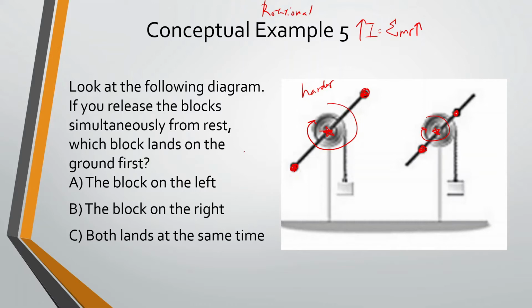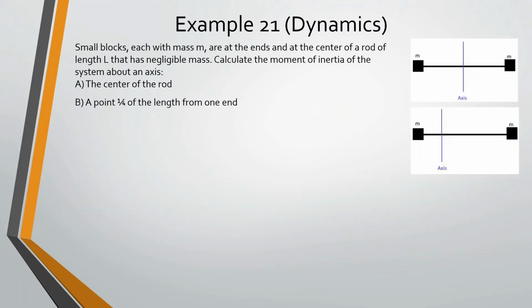So which one's going to hit the ground first? That's going to be the one on the right, okay? Because the one on the right is going to be easier to twist, which means it's going to hit the ground first. All right, so let's look at this other problem.